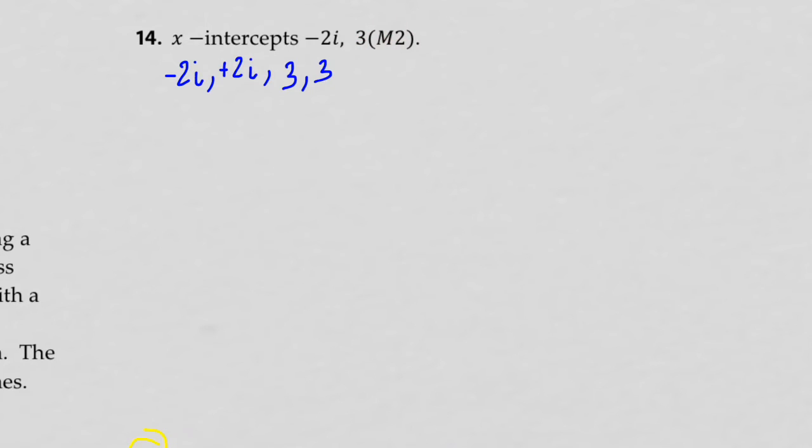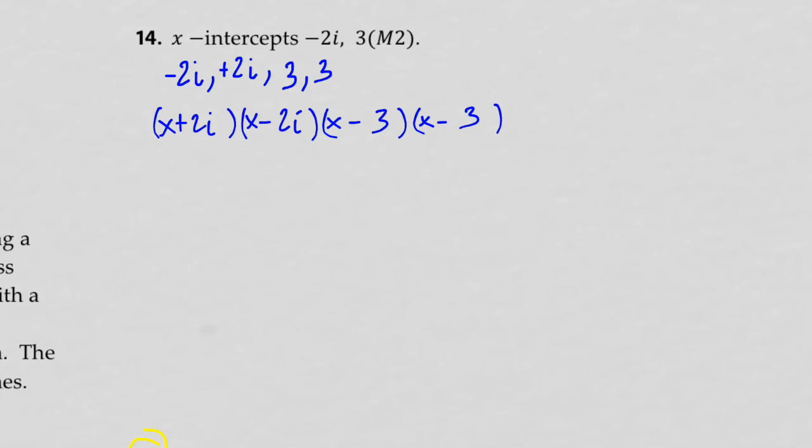There you go. So now what we need to do is set up our parentheses. 1, 2, 3, 4. X minus, x minus, x minus, x minus. X minus negative 2i is plus 2i. X minus 2i, x minus 3, and x minus 3. And now we need to multiply them out.